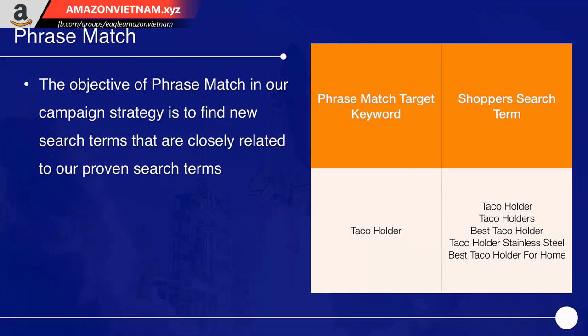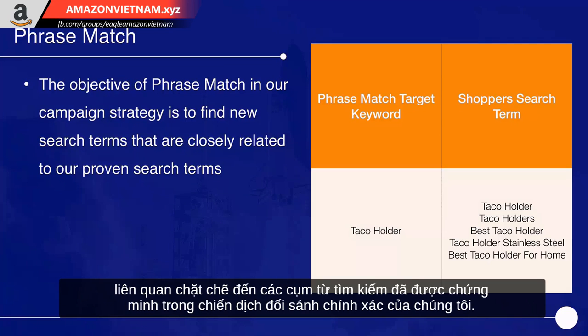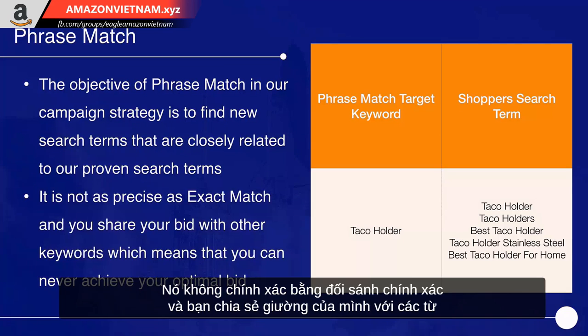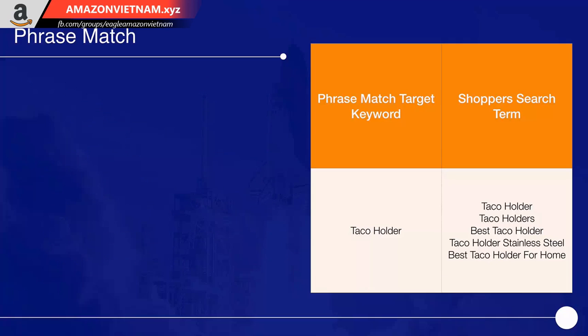Phrase match. The objective of our phrase match campaign in our advertising strategy is to find new search terms that are closely related to our proven search terms in our Exact Match campaign. It's not as precise as Exact Match, and you do share your bid with other keywords, which means we can never really achieve an optimum bid.